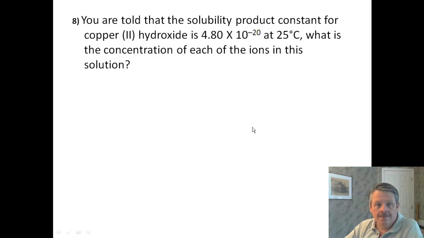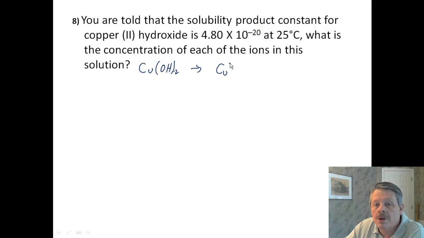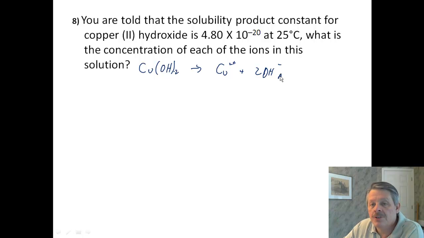All right, last problem. A little bit more complicated. We're talking about copper(II) hydroxide. So this is copper(II) hydroxide, so it's Cu(OH)2. You can see where this is going, can't you? All right, so it becomes copper with a 2+ charge plus 2 hydroxides with a 1- charge. These are both aqueous.